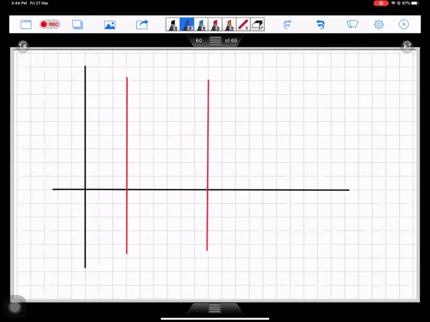Okay. In tangent, things are a bit different. This is 0. This is 90. This is 180. This is 270. And somewhere here is 360. So now this is the standard that I have to take.